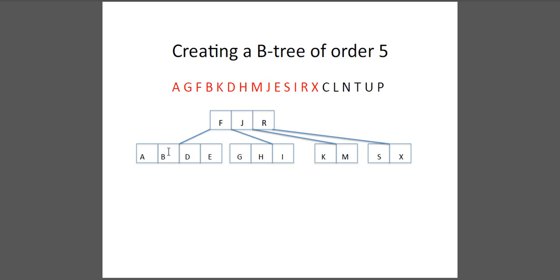When C is to be inserted, when you insert C here, after the B before D, again it will contain 5 values, so you need to split that. The middle value goes to the root node.